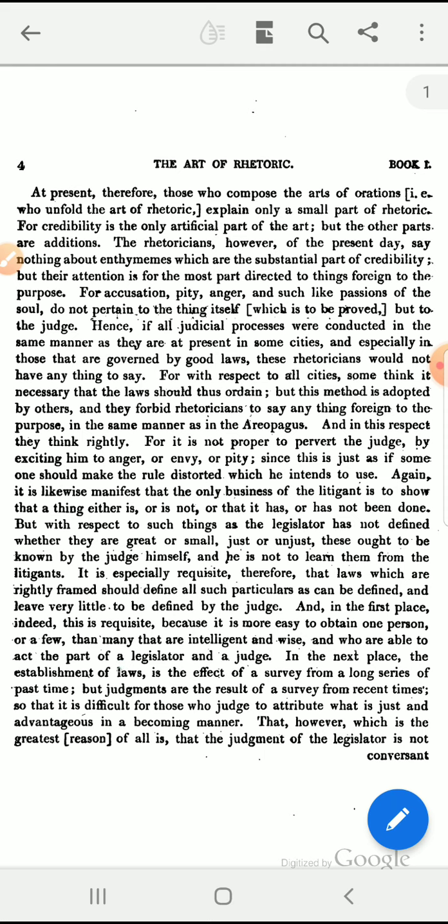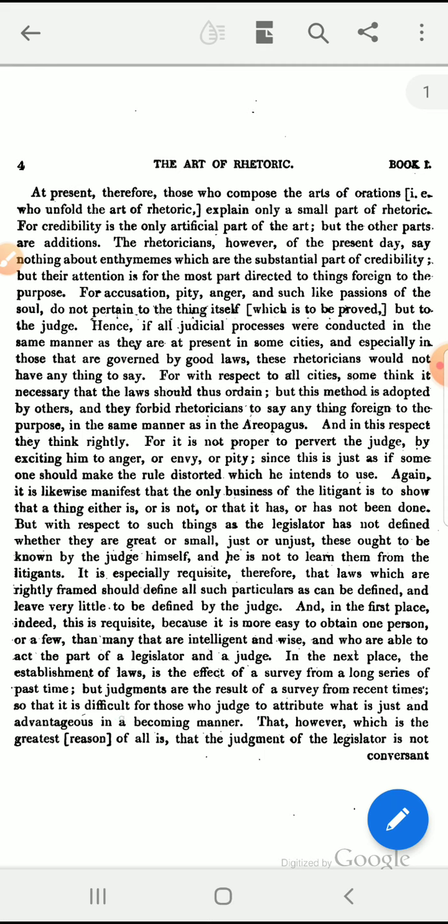In the next place, Aristotle writes, "The establishment of laws is the effect of a survey from a long series of past time. But judgments are the result of a survey from recent times, so that it is difficult for those who judge to attribute what is just and advantageous in a becoming manner."